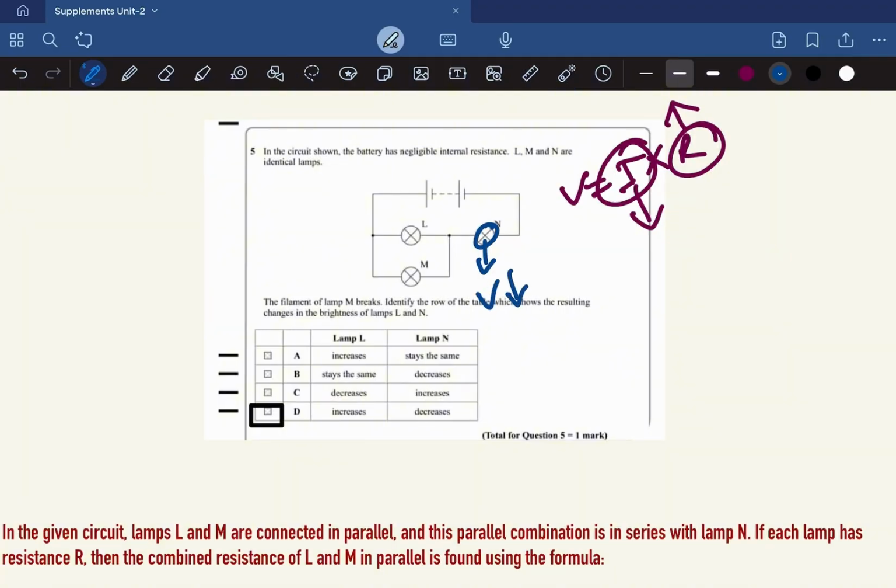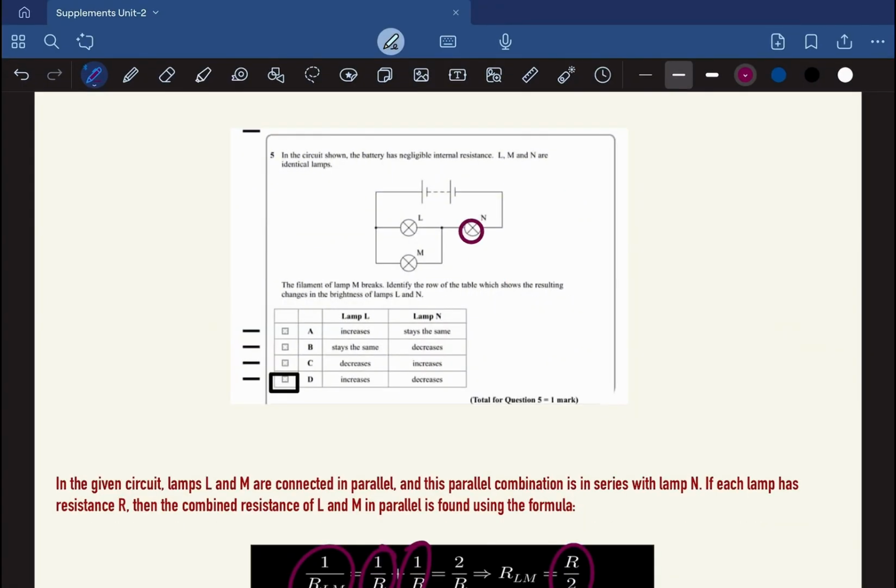We are also saying the current through this bulb will decrease, because voltage is equal to current times resistance. As the resistance of the circuit has increased, the current will decrease. The current in the whole circuit has decreased, so the voltage across this bulb will decrease, and its brightness will also decrease.